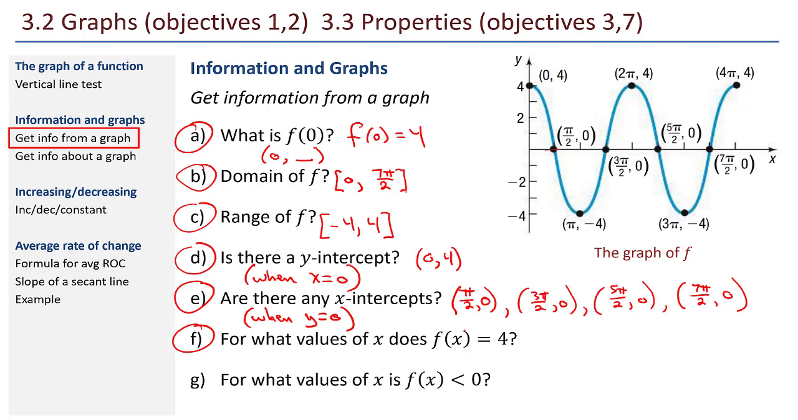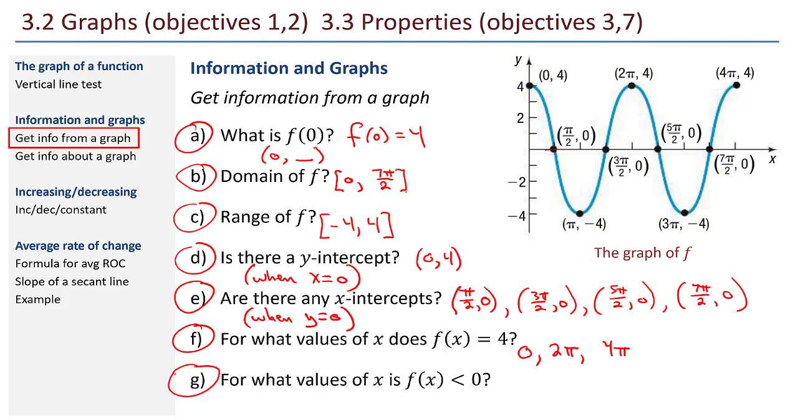So basically we're asking, when is y equal to 4, and I see 3 points up on the top. Those are the 3 points where my y value equals 4, when f of x equals 4. And what are those corresponding x values? So it looks like 0 and 2 pi and 4 pi.